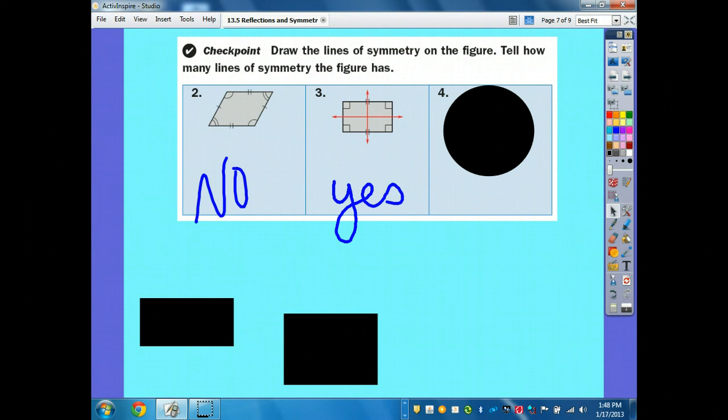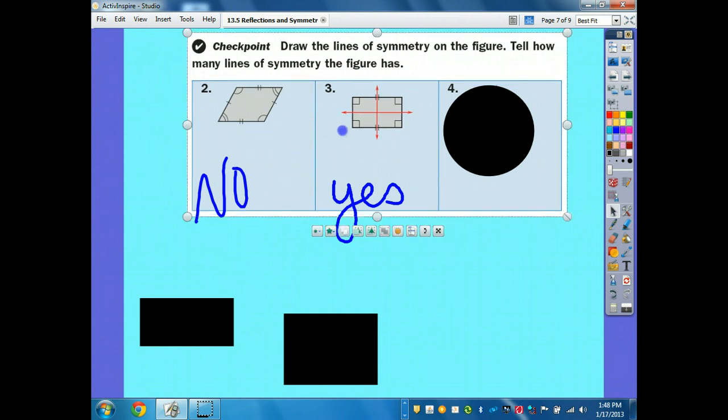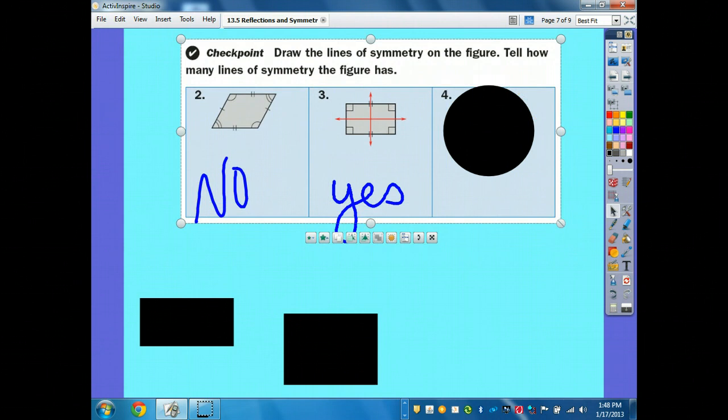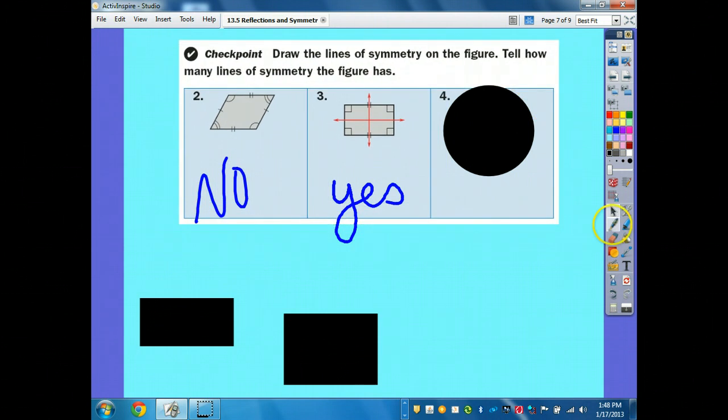Why? That's kind of like the parallelogram. It is a rectangle. If I folded it over diagonally, are they going to fold up exactly? No. If it was a square, would it? Yes. Then it would. But with a rectangle, those diagonals do not work. So it only has 2.